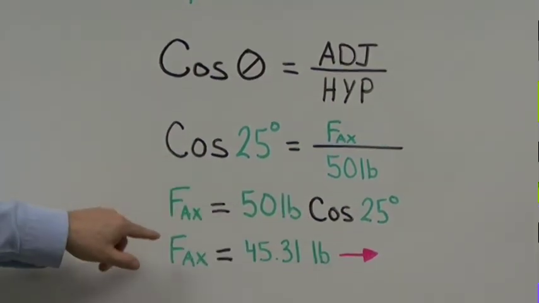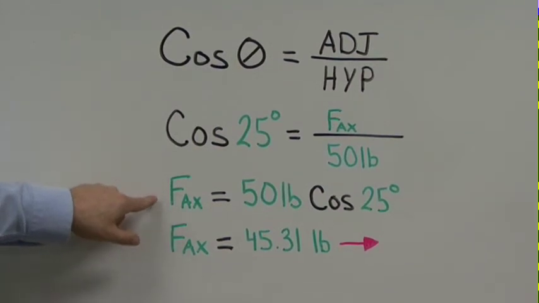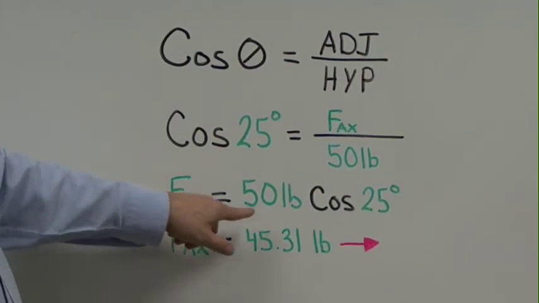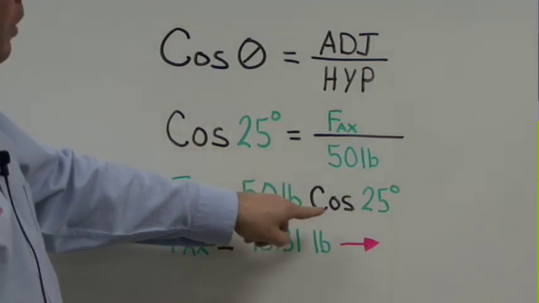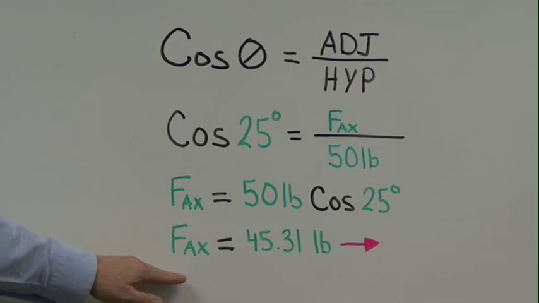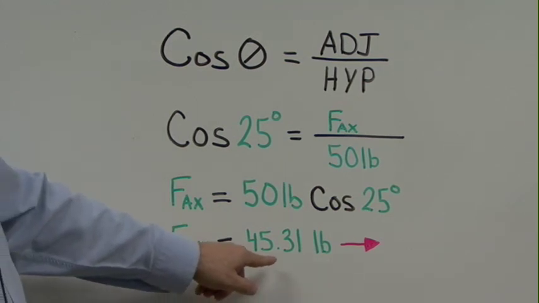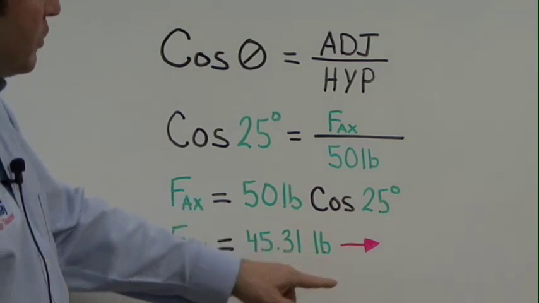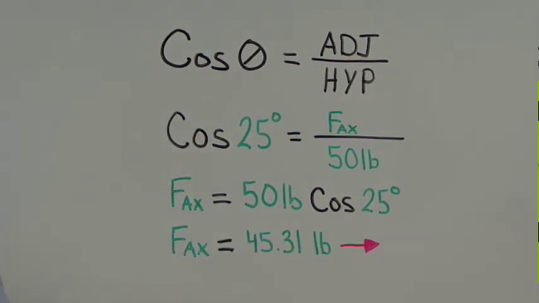If I rearrange my formula to get my unknown, F of A in the x direction, on one side of the equation, I will then take 50 pounds, multiply it by the cosine of 25. My answer will be F of A in the x direction equals 45.31 pounds. And again, I've placed an arrow here indicating that it is going to the right and it is a positive force in the x direction.